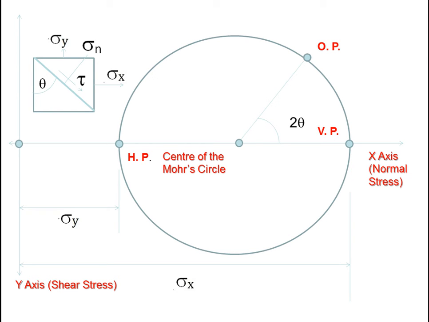In the oblique plane, as we saw, there are two stresses. One is the normal stress, one is the shear stress. So now we will measure the horizontal distance from the center of the coordinate system to this oblique plane.